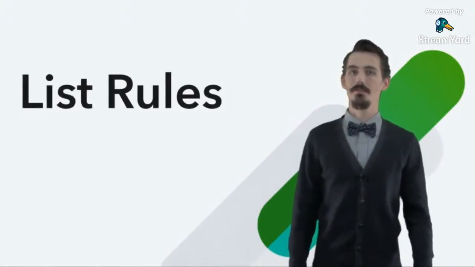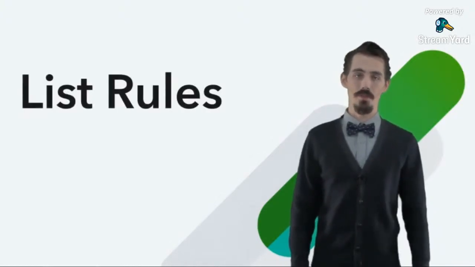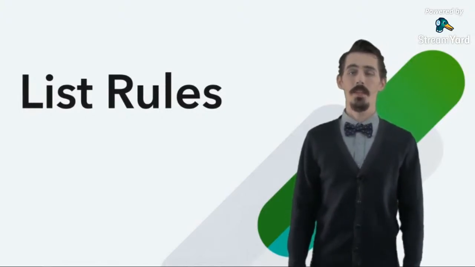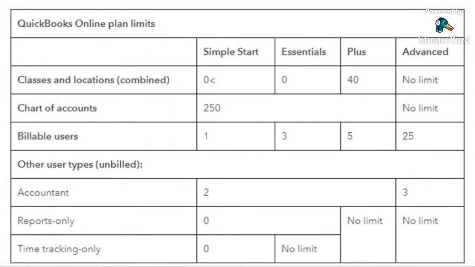Like most things in life, there are rules involved with list entries in QuickBooks. The first rule is that most lists can have as many entries as you want, but you are occasionally limited on how many items you can track on a list, based on the list and your subscription level. For example, with Simple Start, Essentials, and Plus, you can have up to 250 accounts on the chart of accounts. But with QuickBooks Online Advanced, you can have as many accounts as you want.